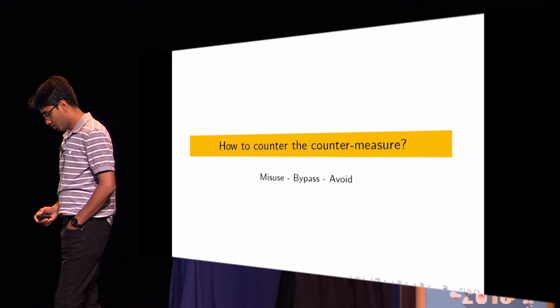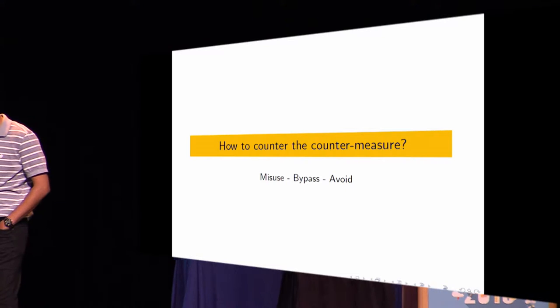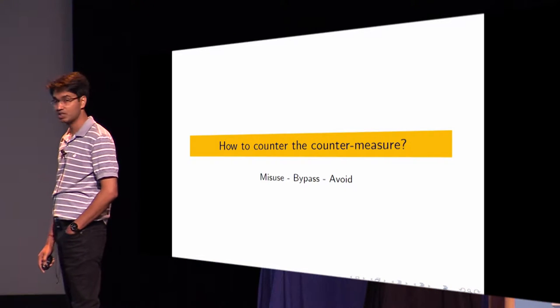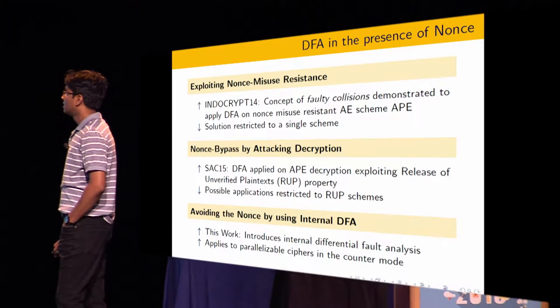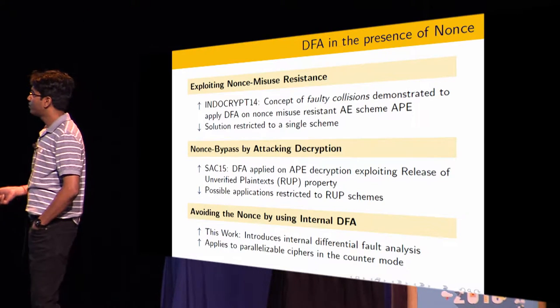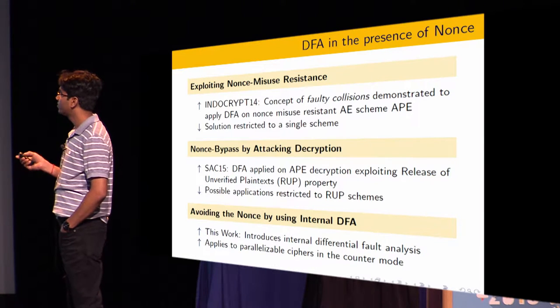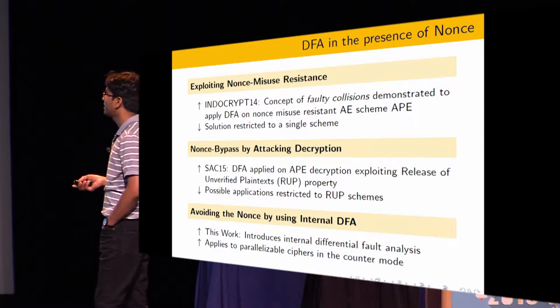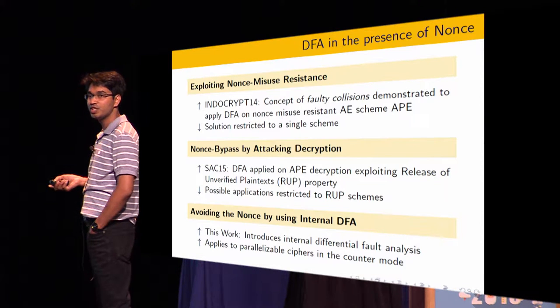Now, what can you do to go out from the nonce barrier? We can either misuse the nonce, bypass the nonce, or avoid the nonce. The same authors have two different works. The first one they presented at IndoCrypt 2014. They basically try to exploit the misuse of nonce.